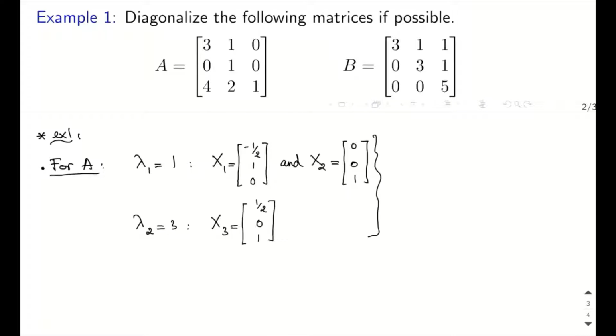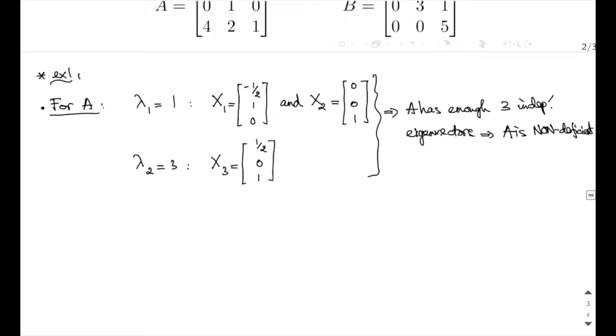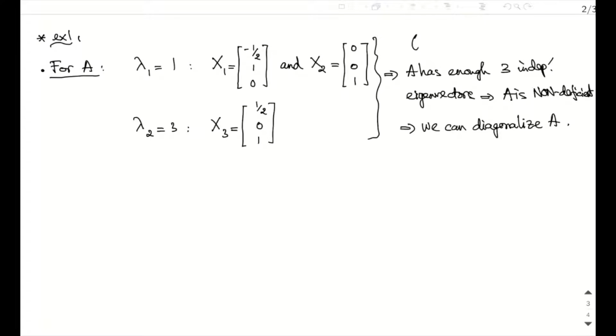And we were able to find one independent vector that forms a basis for the lambda 2 eigenspace, x3. So all this information says that A has enough 3 independent eigenvectors. In other words, A is non-deficient, and so we can diagonalize A. Remember, A is a 3 by 3 matrix, so it has to have 3 independent vectors.